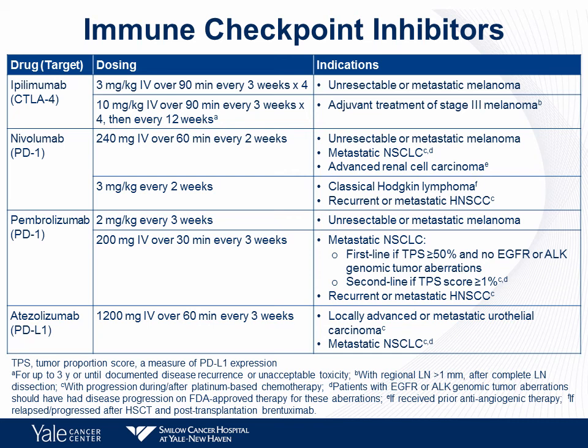measurements. So in the second-line setting, patients can have received a platinum-based regimen, or if they had an EGFR or ALK mutation, they could have received those targeted therapies to go on to the second-line setting. And it's also approved for recurrent or metastatic head and neck squamous cell carcinoma. Atezolizumab, a slightly different target, which is the PD-L1 target, is approved at 1,200 milligrams IV over 60 minutes every 3 weeks, and that's approved for locally advanced or metastatic urothelial carcinoma as well as metastatic non-small cell lung cancer.